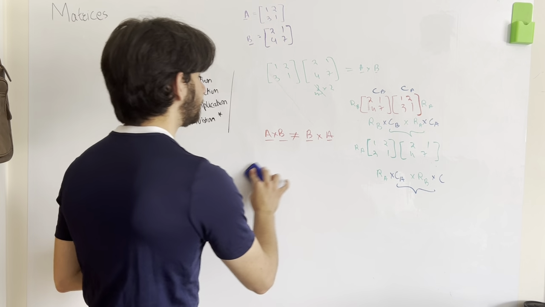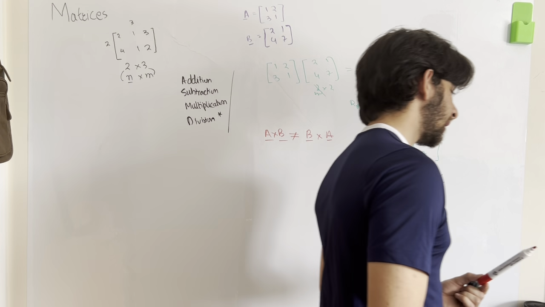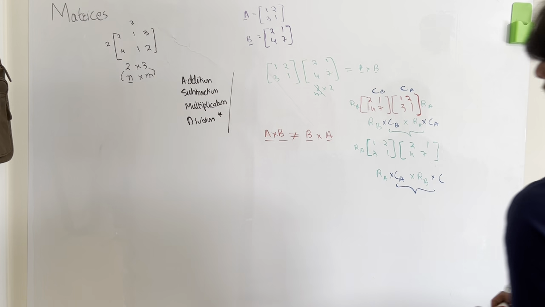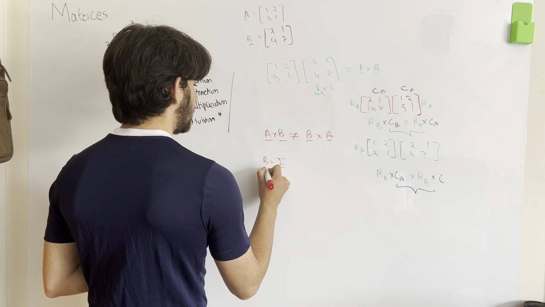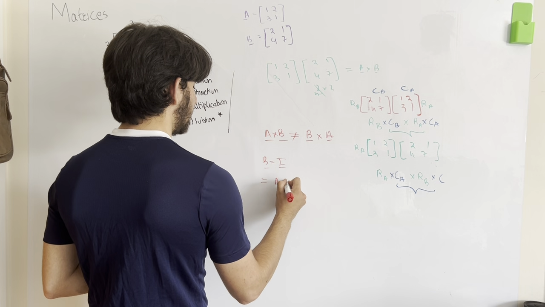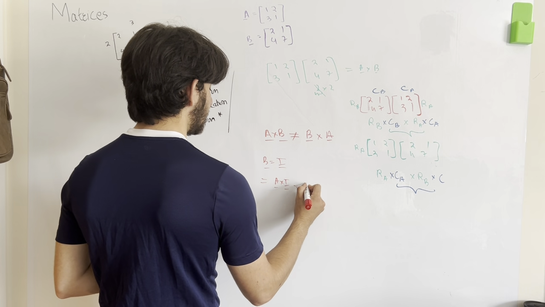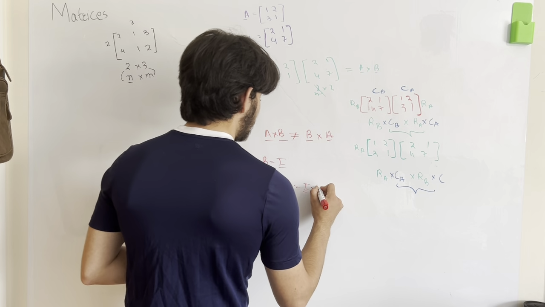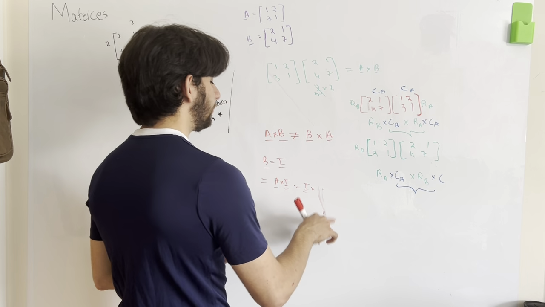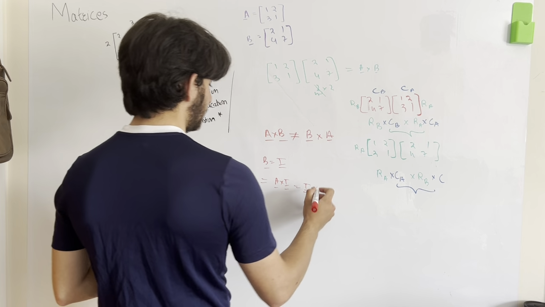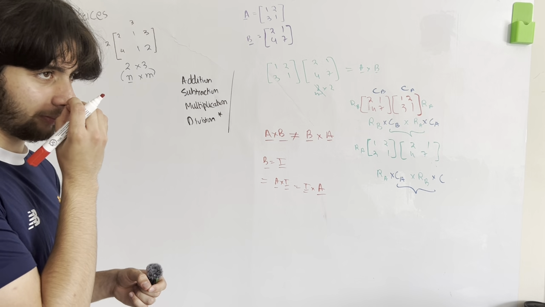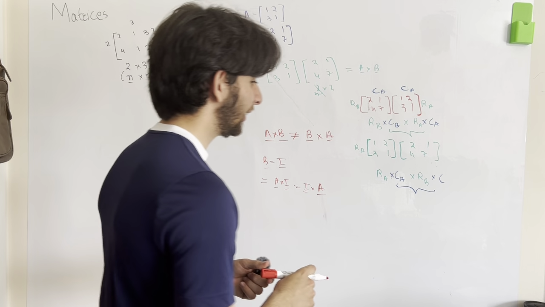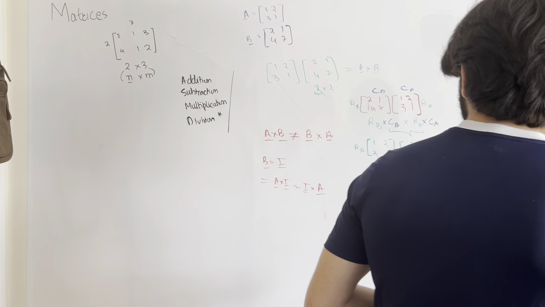Other than that, A times B does not equal B times A. Unless B equals the identity matrix, of course, then A times I obviously will be the same as I times A, because pre-multiplying, post-multiplying doesn't matter when you're essentially just multiplying by A in kind of like matrix speak. Okay.